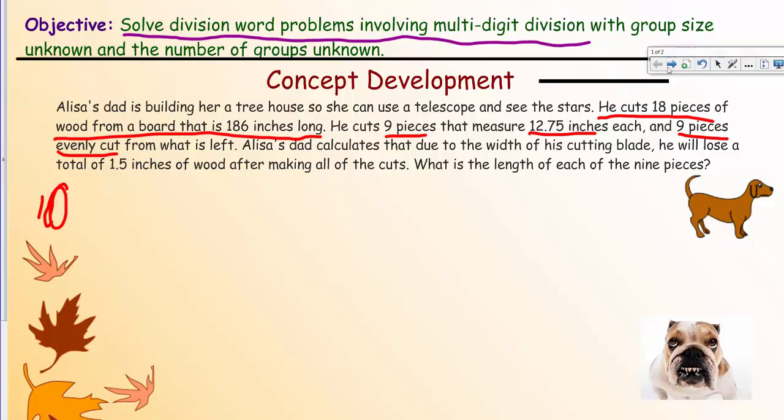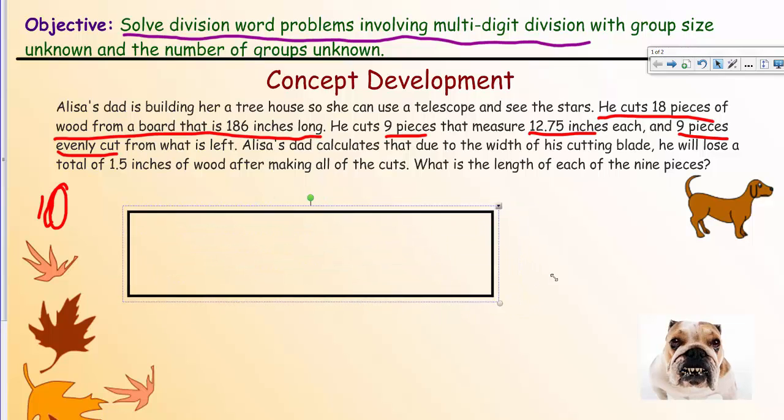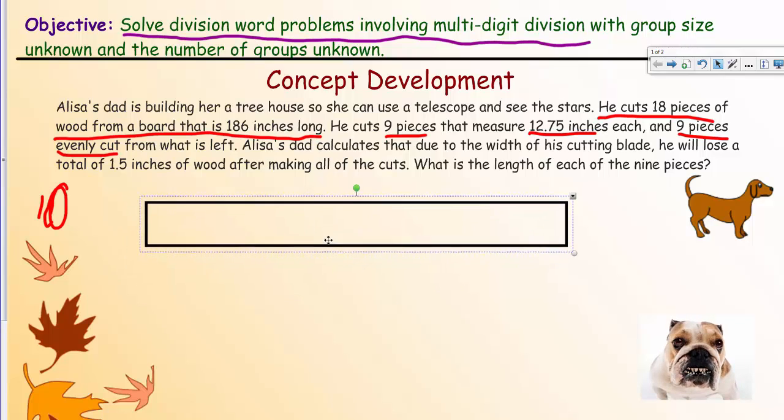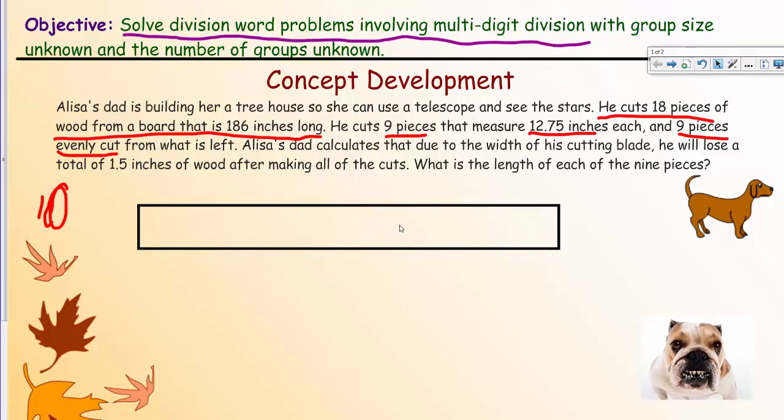So let's go ahead and start off this way. Let me go ahead and get my tape diagrams. We're using these things all the time. Let's open this one up. Ooh, make him a little bit skinnier. There we go. Make him nice and long there since we have this long piece of wood.